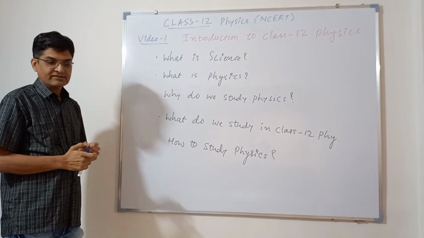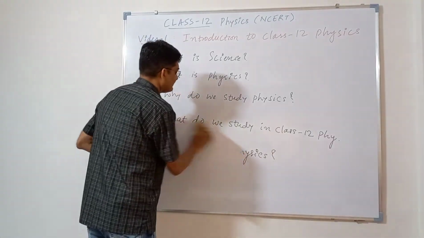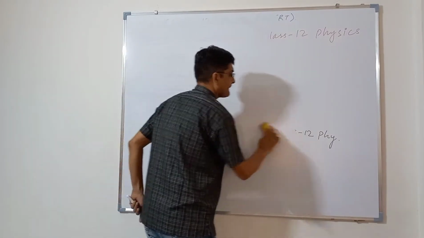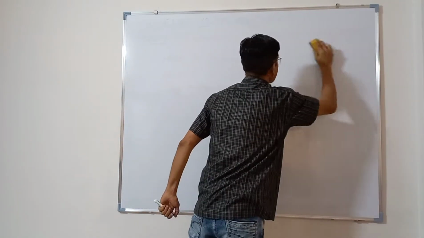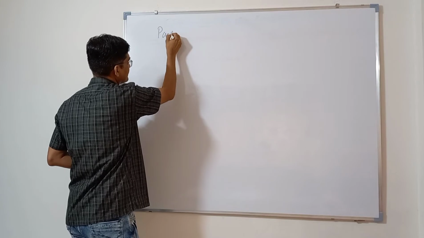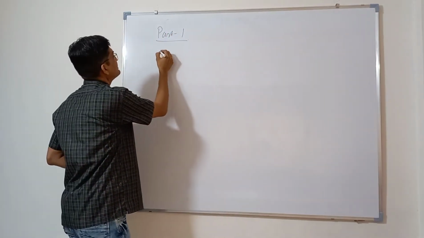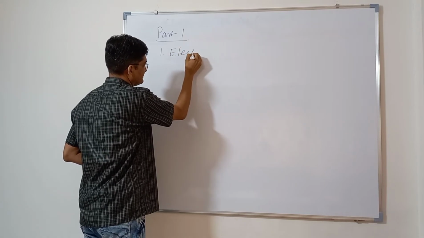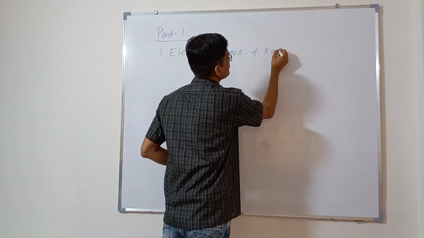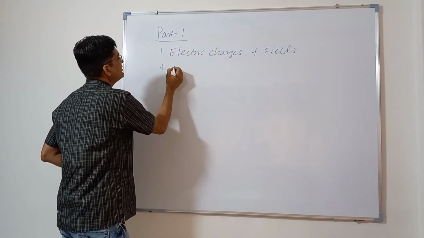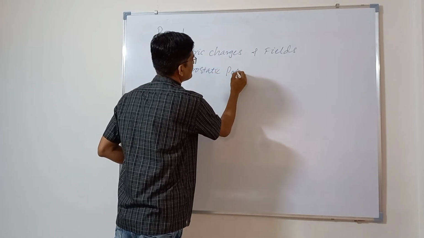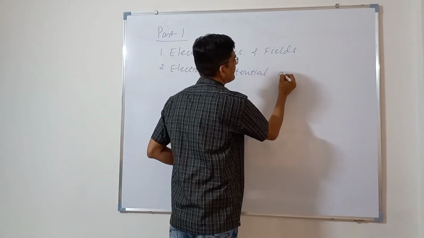Now, what do we study in class 12 physics? Broadly, I would like to discuss the outline of the syllabus, part 1 and part 2. Class 12 physics is divided into two parts. Part 1, where we learn first about electric charges and fields. Then the second unit is about electrostatic potential and capacitance.